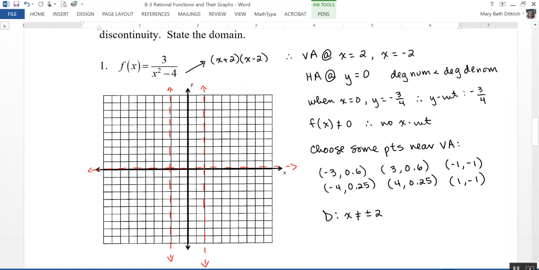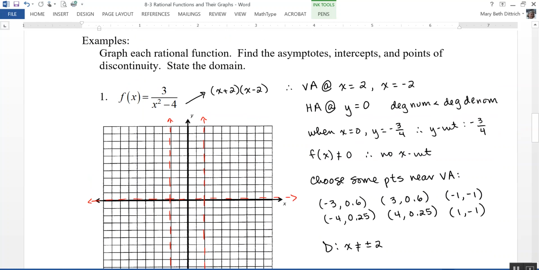Okay, so here we have, graph each rational function. We need to identify the asymptotes, the intercepts, and if there are any points of discontinuity, and then state the domain. Number 1 is f of x equals 3 over x squared minus 4. A really useful thing to do is if you can factor any of these polynomials, do that first. X squared minus 4 factors into x plus 2, x minus 2.